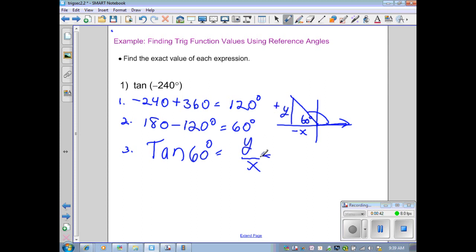From my section 2 chart, the function values of special angles chart, I know that the tangent of 60 degrees is the square root of 3. But with my angle being in quadrant 2, I know that this is going to give me a positive over a negative, which is negative square root of 3.